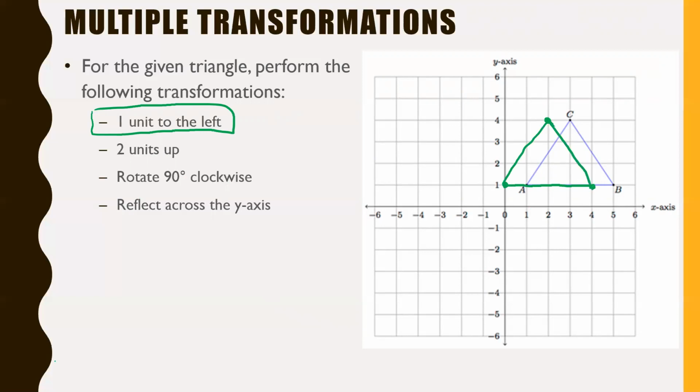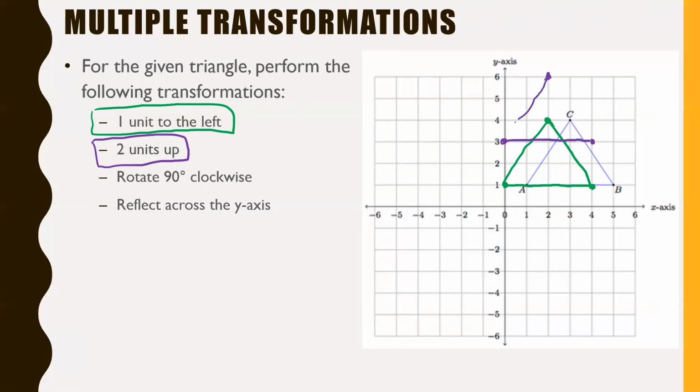Okay, so that one was done. That was pretty straightforward. Now I'm going to change color. How about I'm going to use purple for the next one? 2 units up. Here we go, 2 units up. Well, it's going to move this point here. This point's going to go here. And this point is going to go here.